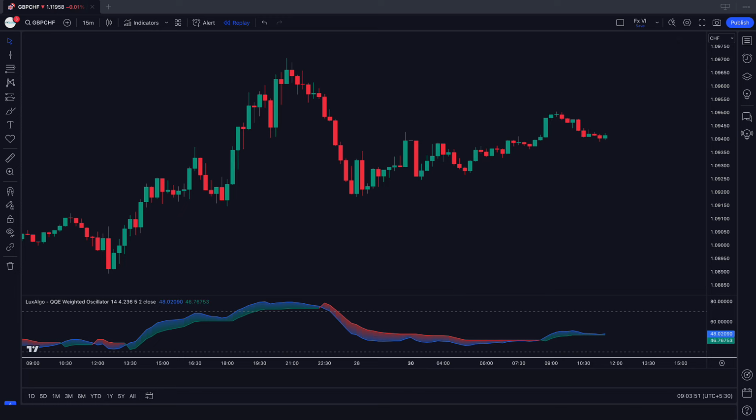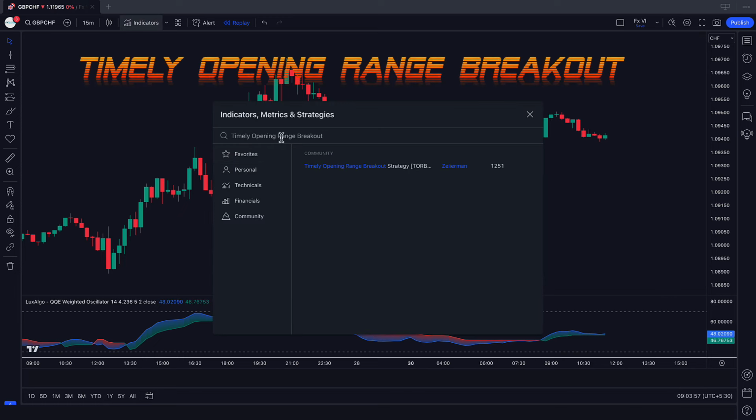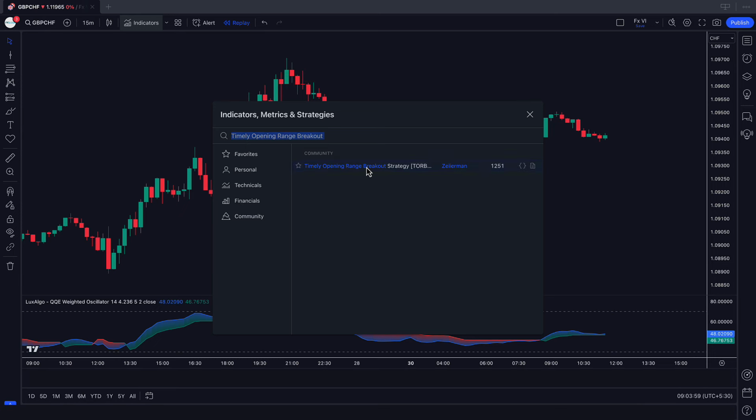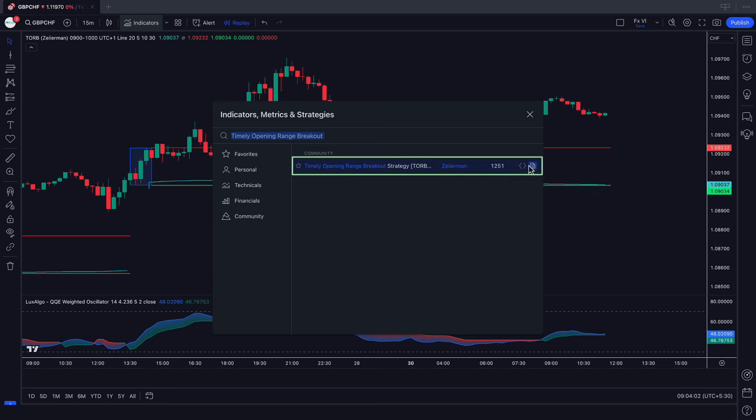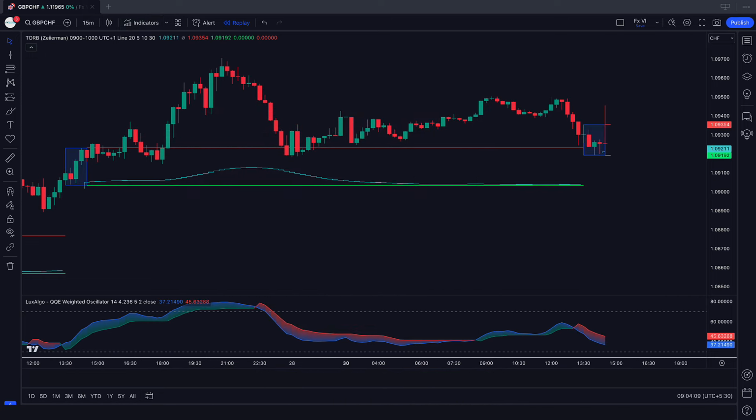After that, we have to apply another indicator on the chart. We will search for Timely Opening Range Breakout in the search box of TradingView. After that, we have to click on the Timely Opening Range Breakout strategy option. Now our setup is ready. I hope you have liked this trading setup.